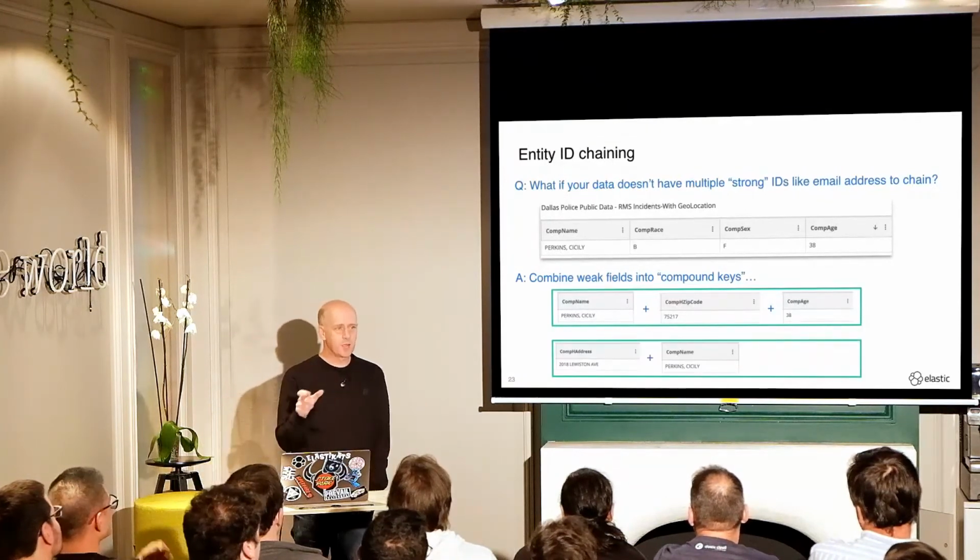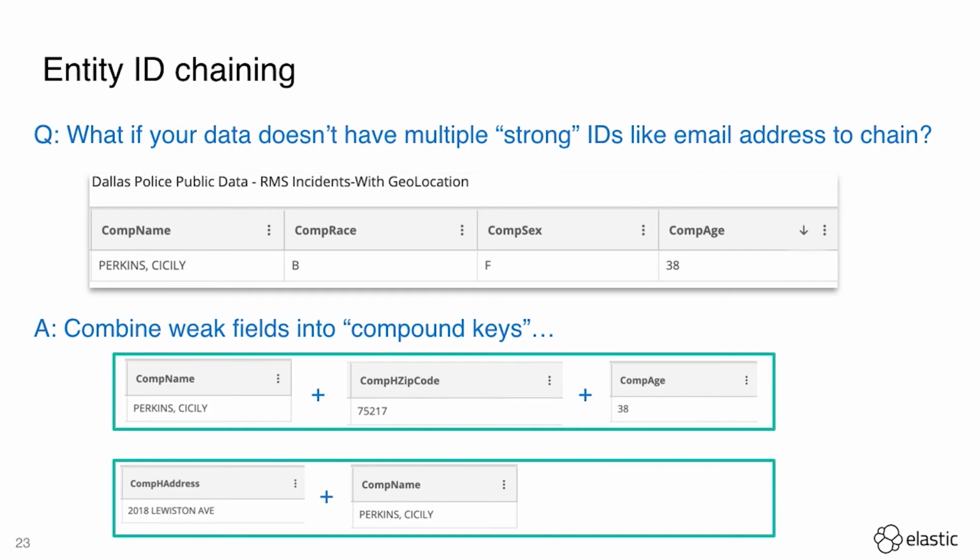If you use a different type of key, so if you combine different ingredients, so if you use a different combination of fields, you now have two keys. And when you have two different types of keys, you can do this chaining process. So in this example here, we had one record, which was a crime record relating to Cicely Perkins. I think it was the victim, not the perpetrator.